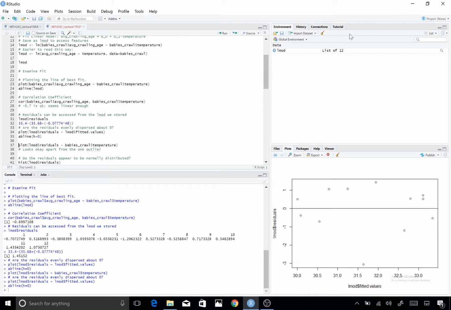We want to see these things evenly spread out about zero, with no pattern. They look pretty good except for this one outlier down here, and I'll look at how to deal with this in a minute, but overall I think this looks pretty good.